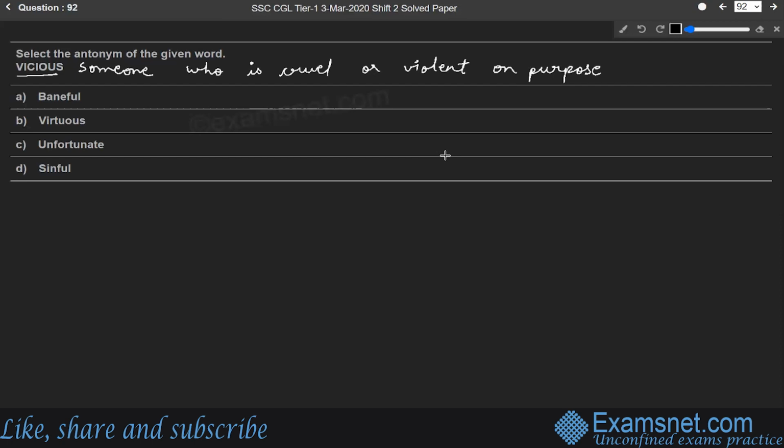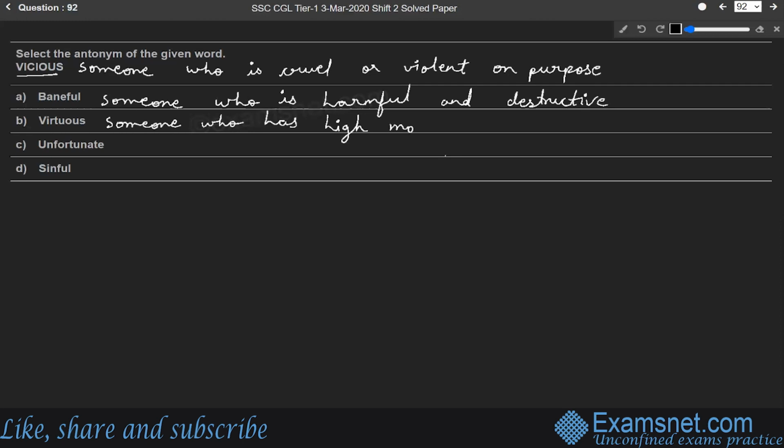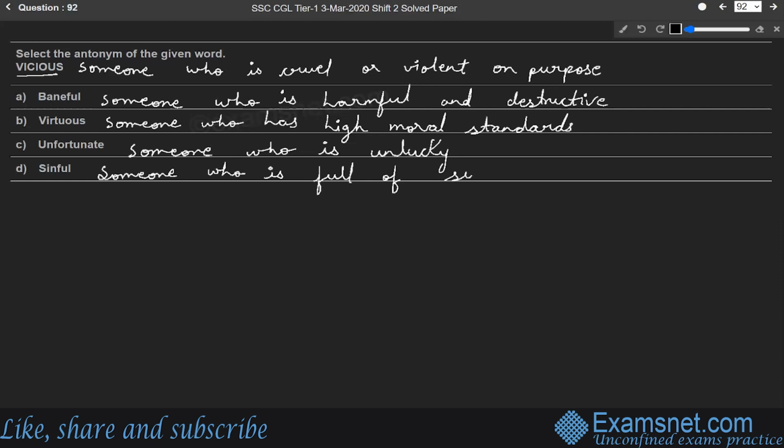So the first option is baneful. Baneful is someone who is harmful and destructive. All right. Moving on to the next option. Next option is virtuous. It refers to someone who has high moral standards. Next option is unfortunate. It refers to someone who is unlucky. And the last option is sinful. It refers to someone who is full of sin. As the word implies sinful, so it means someone who is full of sin.